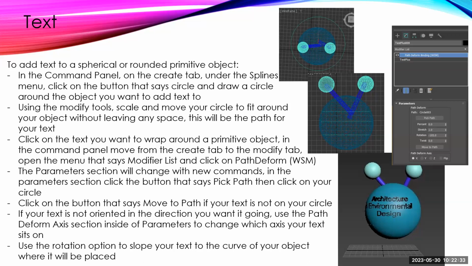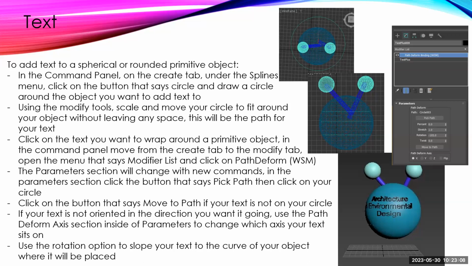The parameters section will change with new commands. And in the parameters section, you click the button that says pick path and you click on your circle. You then click on the button that says move to path and your text will move to the circle. But if your text is not oriented in the direction you want it going, there's a button in the path.